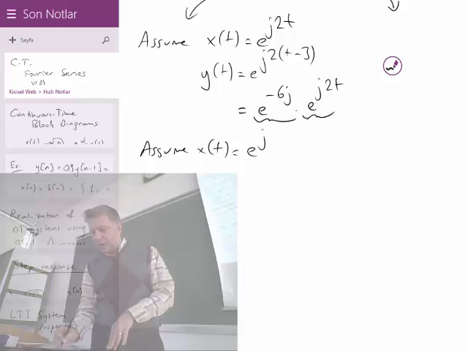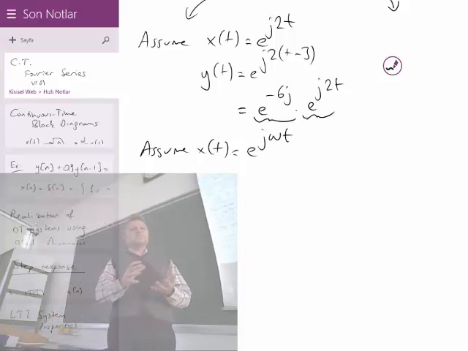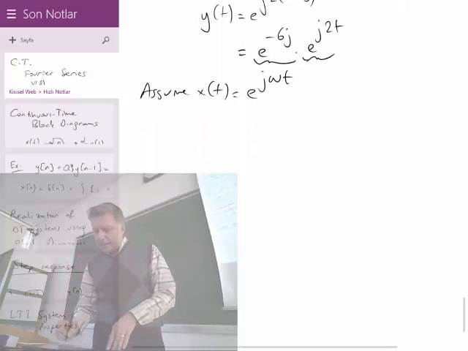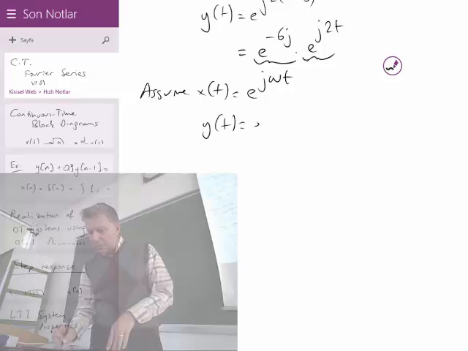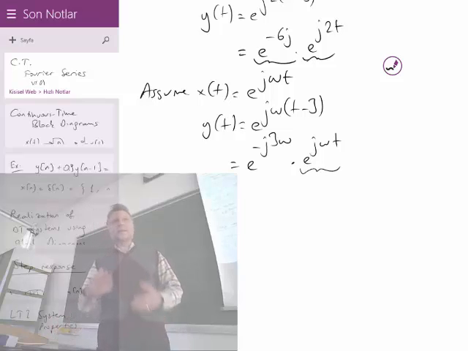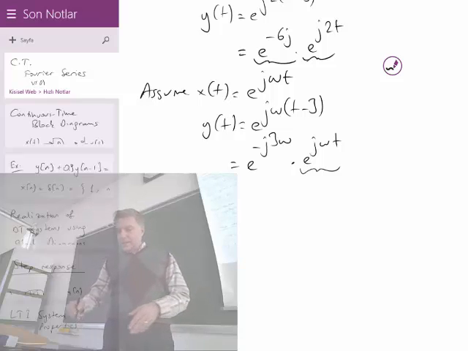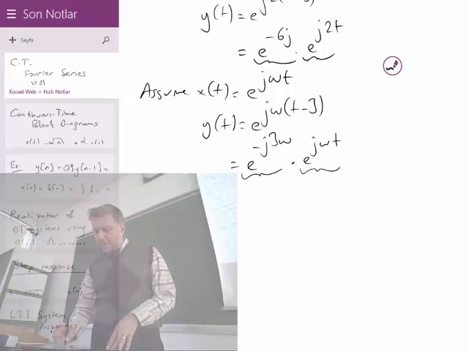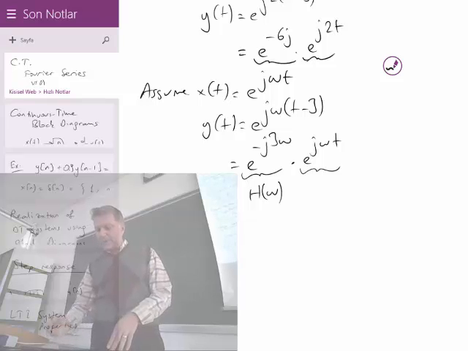If the input is in general e to the j omega t with a certain frequency omega, a parametric frequency omega, then y of t will be equal to e to the j omega t minus 3, right? And that is e to the minus j 3 omega times e to the j omega t. And this e to the j omega t is the input, the same at the output. E to the minus j 3 omega is the scale, more parametric for the frequency response. That is h of omega.